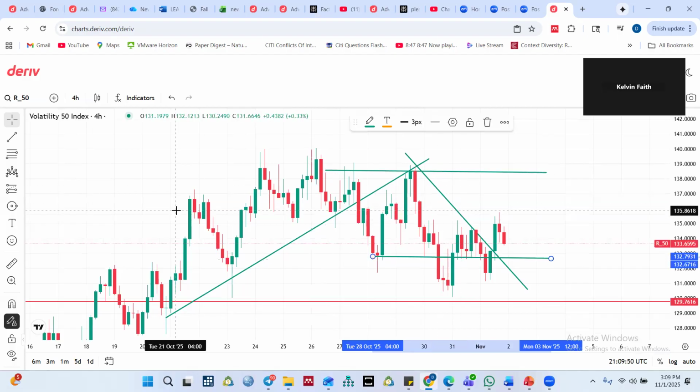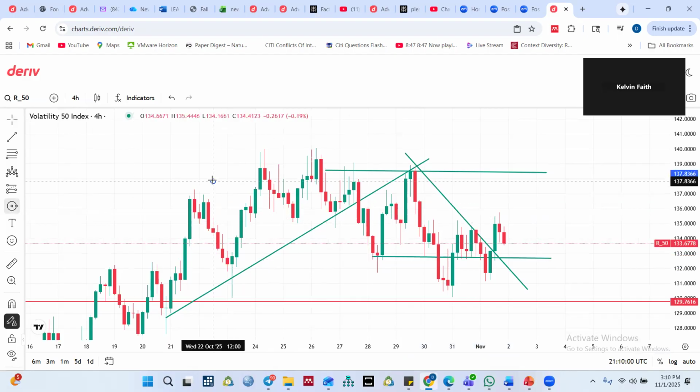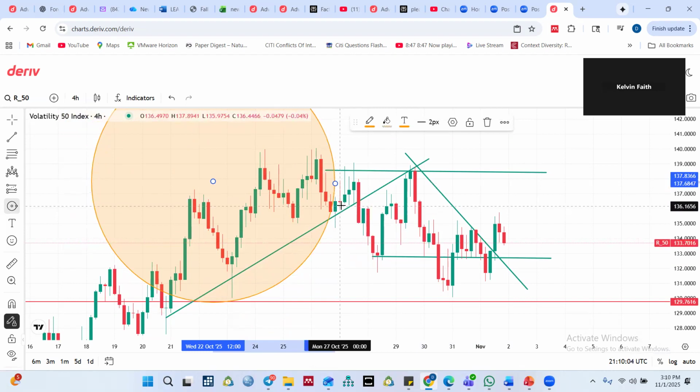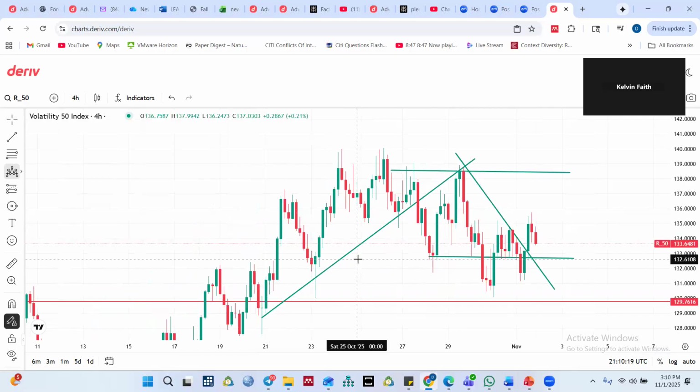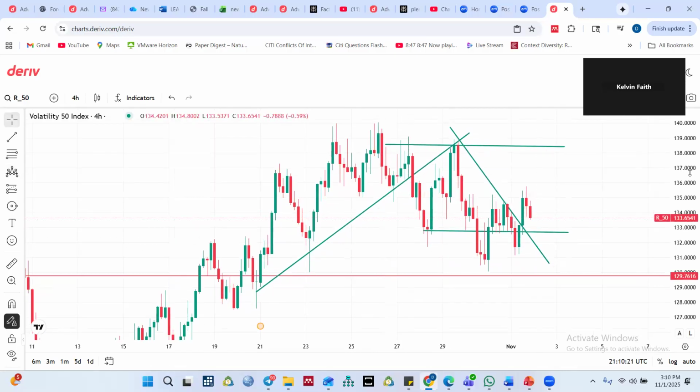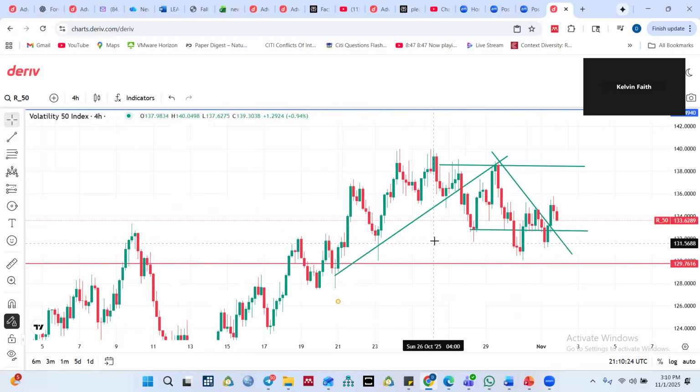So this is the 50 index once more. We are at the point where we've been able to spot this reversal pattern, which is a head and shoulder pattern inside of the premium zone we analyzed earlier. At the same time, we are seeing a bearish head and shoulder, and this is the way it looked.